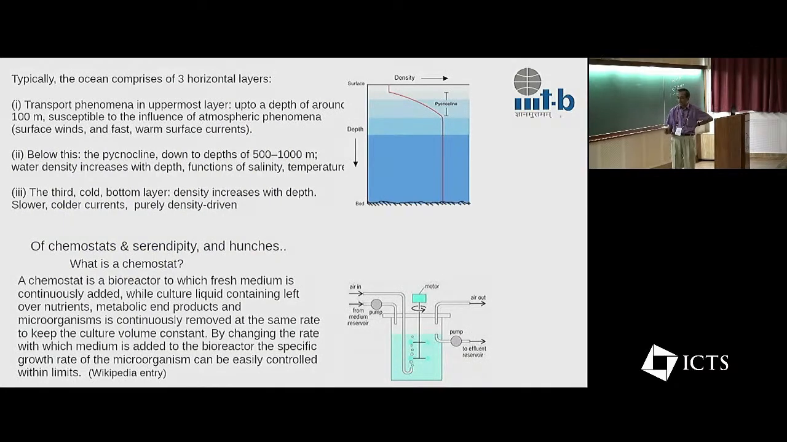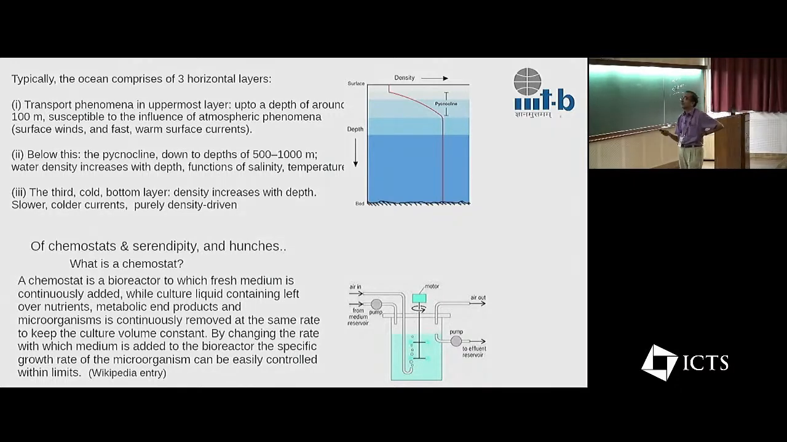Right. So how does the ocean look like? Essentially, you have an uppermost layer up to around 100 meters, which is susceptible to surface phenomena like winds and warm surface currents. Below this, you have something known as the pycnocline up to a depth of 1 kilometer, where you have a gradual salinity and temperature dependent density. Lastly, you have the very deep places where slower and only colder density driven currents predominate.